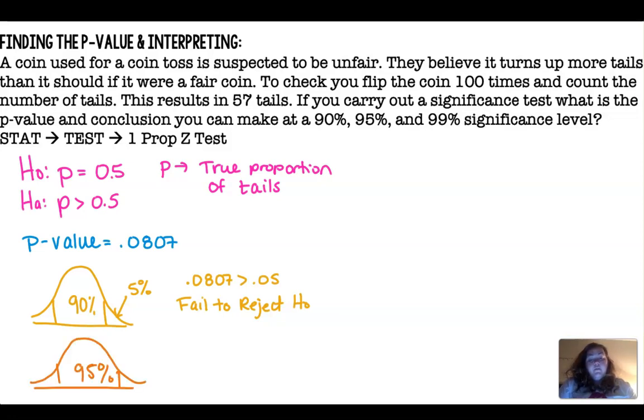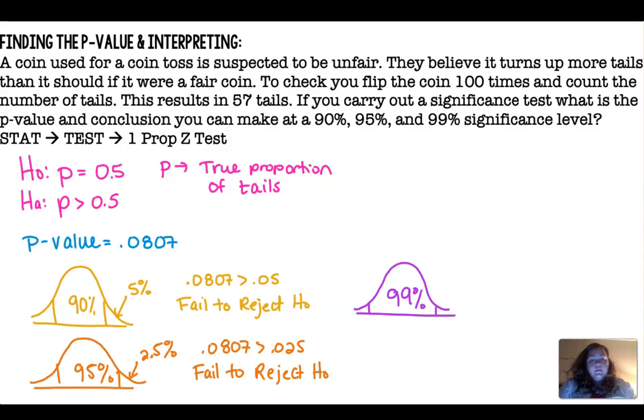At 95, that tail would be 2.5%, and again, 0.0807 is greater than 0.025, so we would fail to reject. Your options are always going to be either you reject the null hypothesis or you fail to reject the null hypothesis. You're never going to say that you accept the null hypothesis. At 99%, that leaves us with 0.5%, and again, our p-value is greater than that, so we fail to reject.